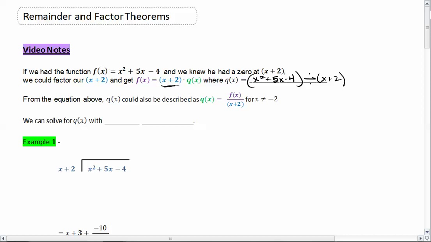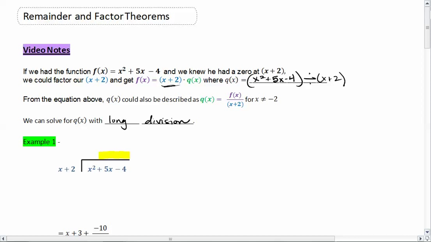So we can solve for q of x with long division, which is hairy and maybe not the most fun, but you all know how to do that. So I wrote this x squared plus 5x minus 4, and that is our dividend. Then we have our divisor, which is our x plus 2, so that's what we're dividing by. Our dividend is what we're starting with. And we're going to end up with some quotient. We're going to end up with some solution up here.